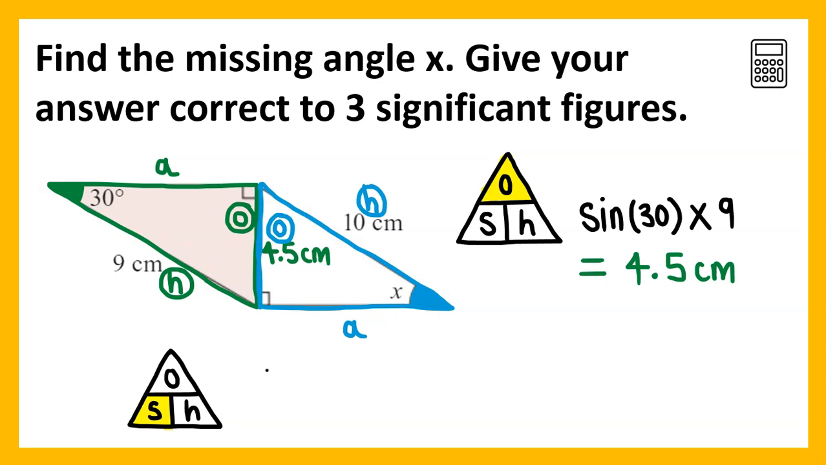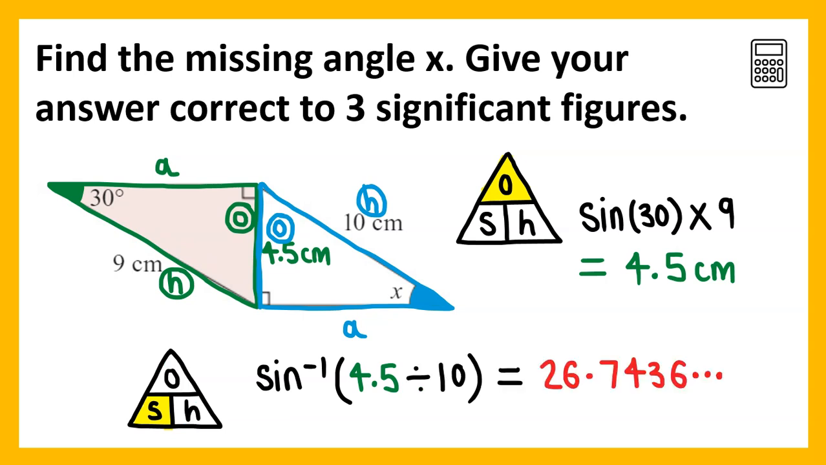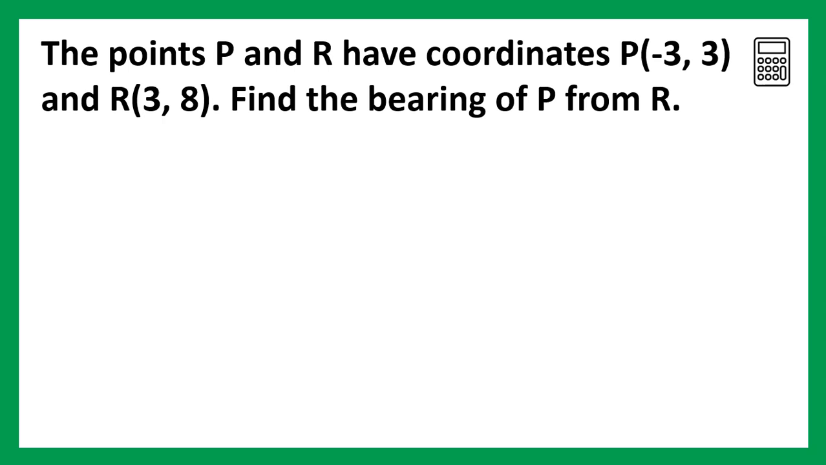And to find this angle, I'll need to do the inverse sine of the opposite, which we've just worked out to be 4.5 centimeters, divided by the hypotenuse, which is 10. This gives me an angle of 26.7436. Placing my rounding line after the third significant figure would give me a final answer of 26.7 to three significant figures. On to the advanced question, one of the trickier questions that you're likely to find on this topic.